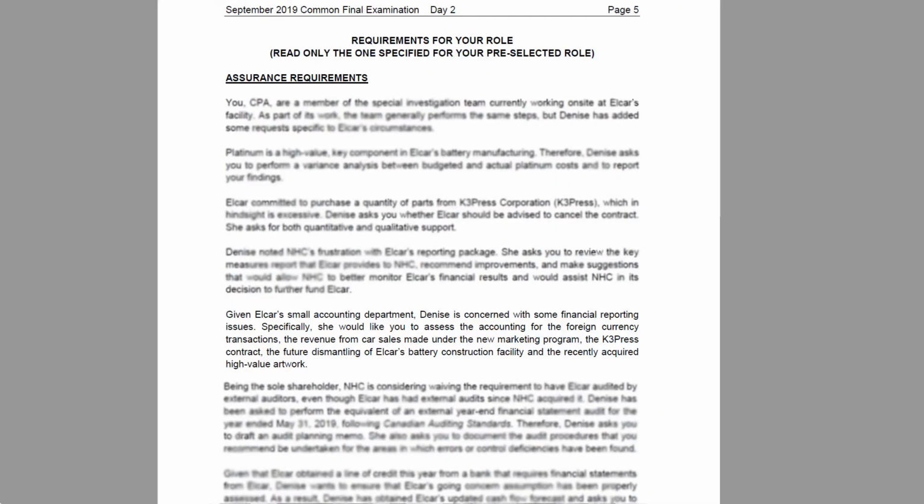Here's another thing that you may find interesting. In the final role appendix, you may actually have an issue that has nothing to do with your role. For example, you may get an FR or MA issue in your role appendix. Here's an example. This is a role requirements appendix from the assurance role from CFE 2019. This is asking us to take care of some FR issues. It says she would like you to assess the accounting for the foreign currency transactions, the revenue from the car sales made under the new marketing program, the K3 press contract, the future dismantling of Elkar's battery construction facility, and the recently acquired high-value artwork. For the last one, the high-value artwork, the details are in the role appendix as is shown here.